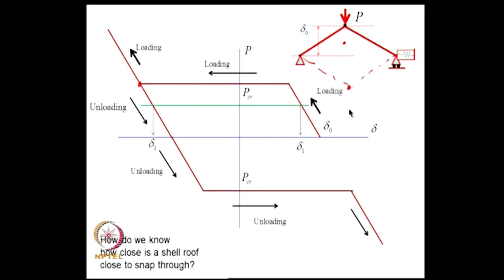Now, if you start unloading, that means from this value of the load you go on reducing the load, the unloading path will not trace this path, the unloading path will be different. So, suppose when we are moving in this direction, at this point the structure has come here. So, that is this point.